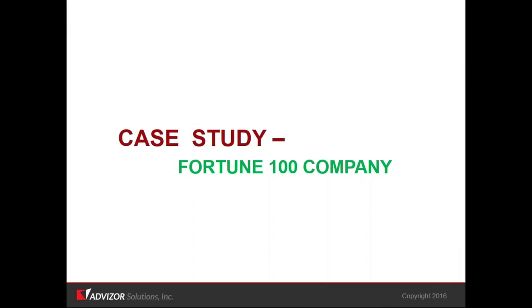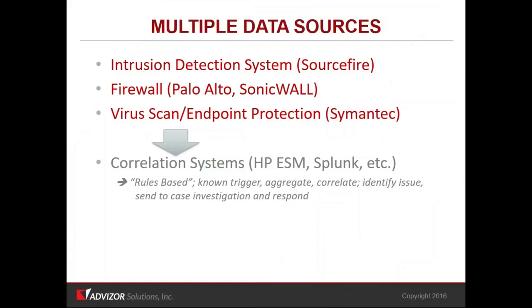So let's dive into a case study. One of our clients, a Fortune 100 company, and this is their story. They have multiple data sources, as many of you do. Intrusion detection, Sourcefire, there are others, but that's a clear leading player. Firewall, Palo Alto and SonicWall. Virus scan and endpoint protection, Symantec. There's other versions of these, but these all create tremendous amounts of data.